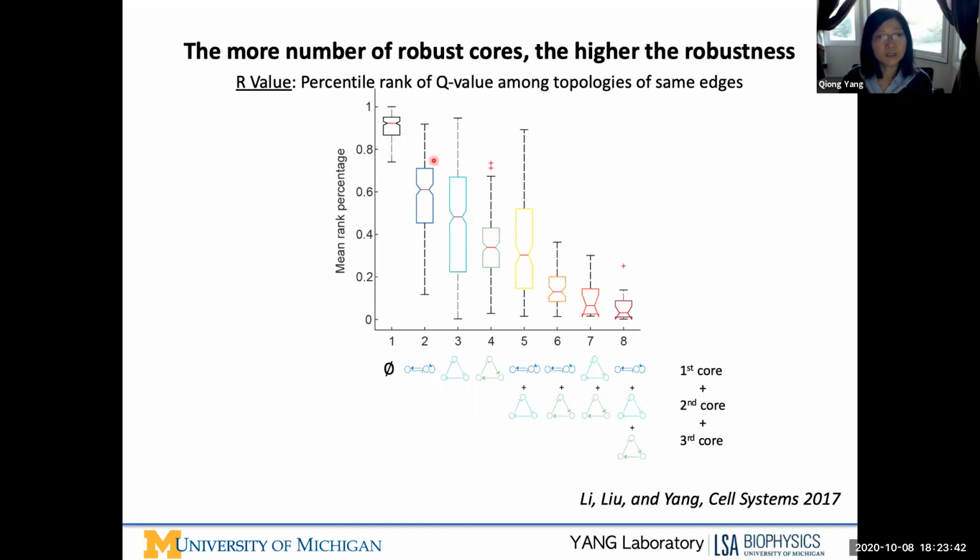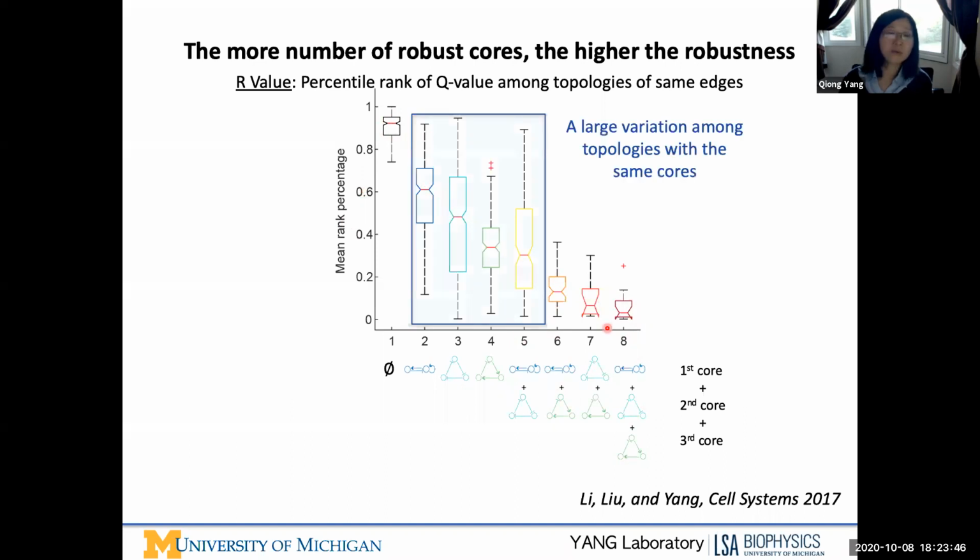However, this can only explain the average behavior, but it cannot explain the large variation that we also see within the same group. So for example, here, all of the topologies contain the same repressilator core. However, their behavior ranges from very highly robust to very low robust. So there was something we didn't understand at the time. So I'll keep that in mind.